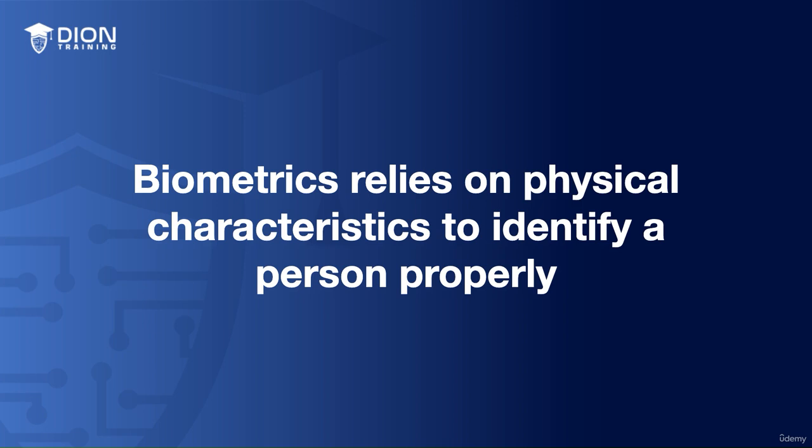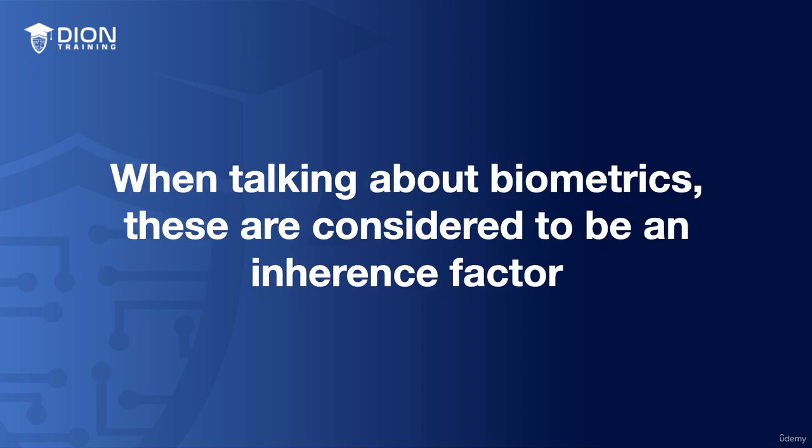Now, biometrics relies on your physical characteristics to identify a person properly, and this is most commonly done using something like a fingerprint, scanning the retina inside of your eye, or measuring the distance between different parts of your face when conducting a facial recognition scan. All of these are considered to be an inherence factor, or something you are, in terms of the 5 factors of authentication. When we talk about biometrics, what we're really focusing on is that something you are, because this is the part of you. It's your eye, it's your fingerprint, it's your voice. It's something that is innately a part of you as a person.